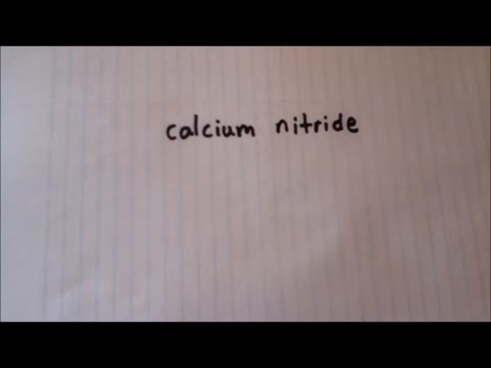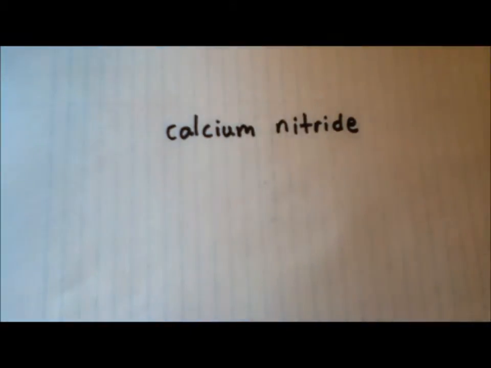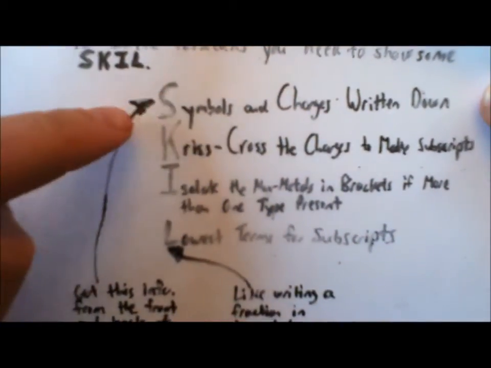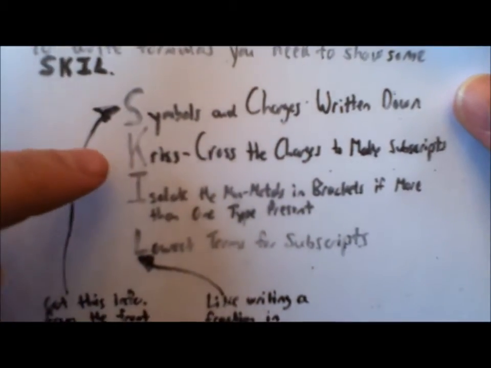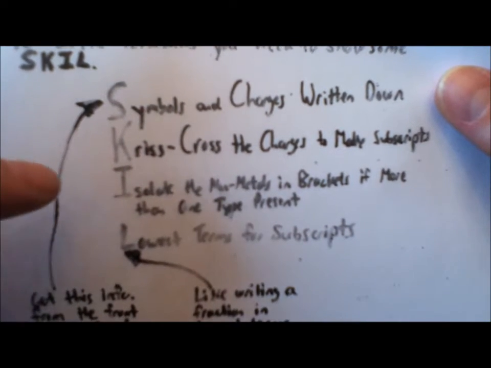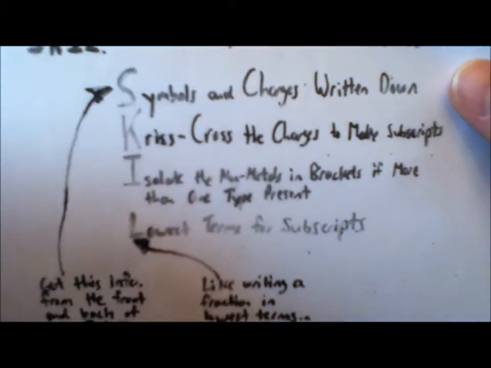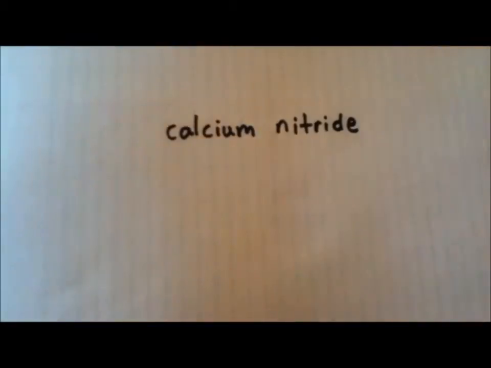First one we're going to do is called calcium nitride. Again, we need to use our steps here. Skill, S, symbols and charges written down. K, crisscross the charges to make subscripts. I, isolate the nonmetals in brackets if more than one type present. L, lowest terms for subscripts.